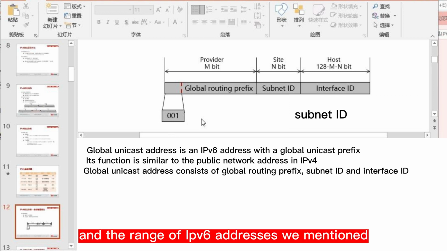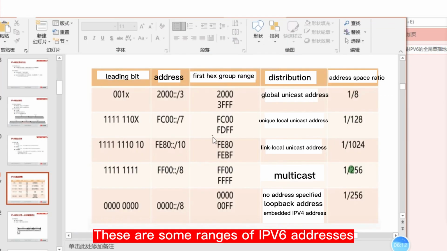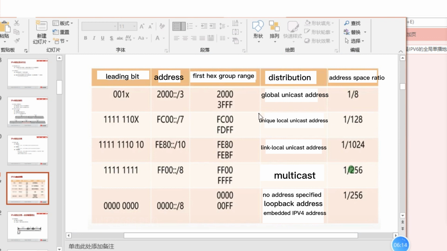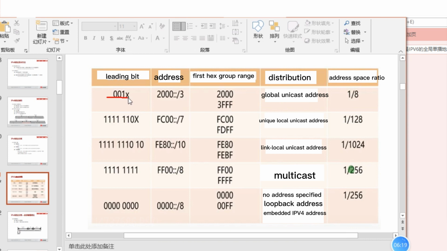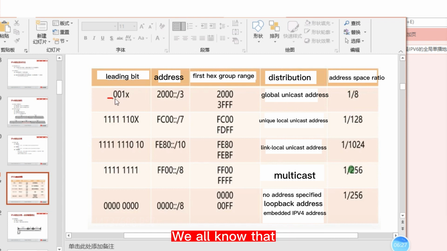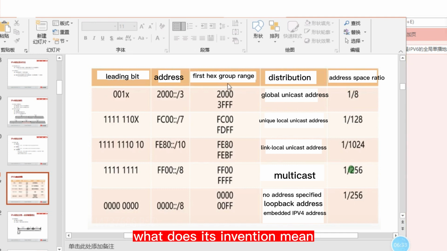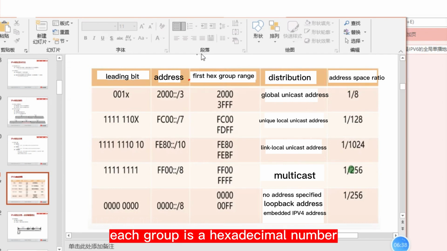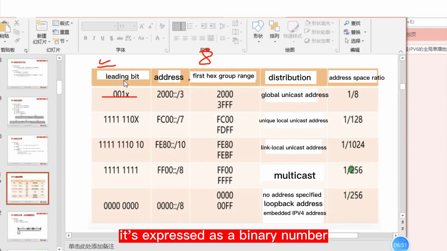And the ranges of IPv6 addresses we mentioned, we can take a look at. These are some ranges of IPv6 addresses. Let's focus on the unicast address we just mentioned. The unicast address has leading bits 001. We all know the first hexadecimal group. There are 8 groups, and each group is a hexadecimal number. The leading bits are expressed as binary numbers.